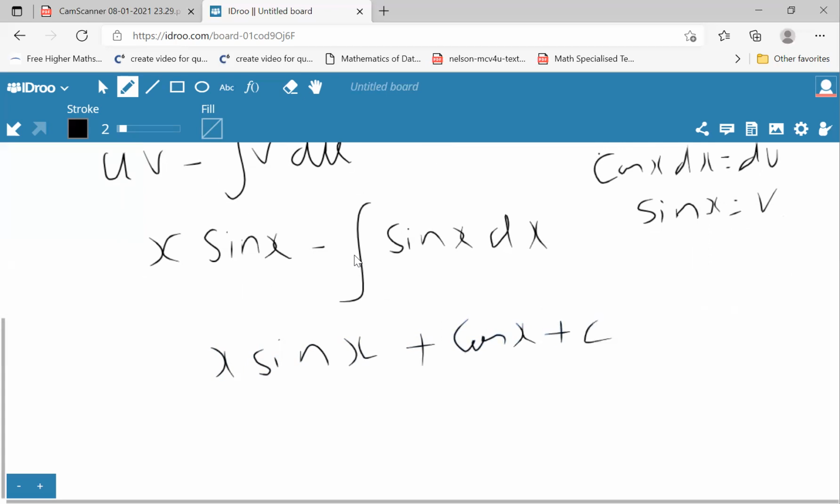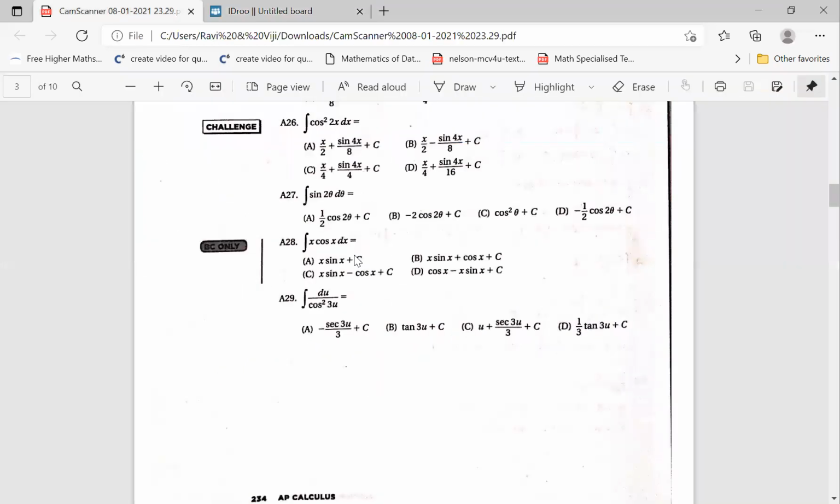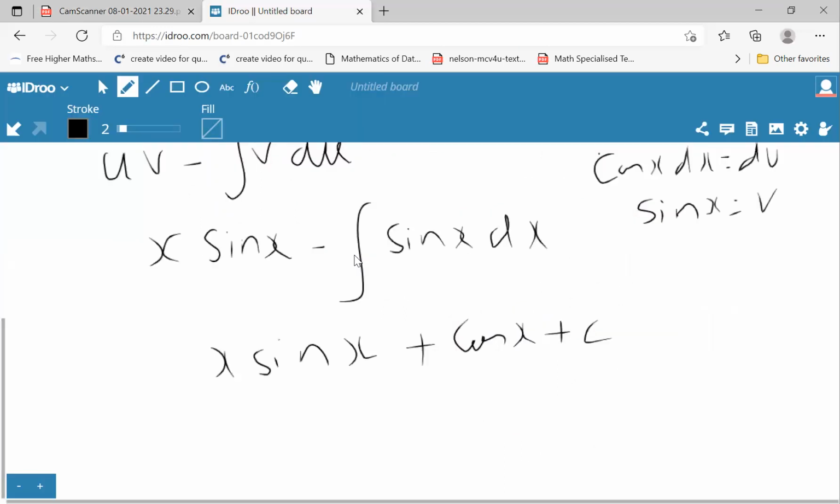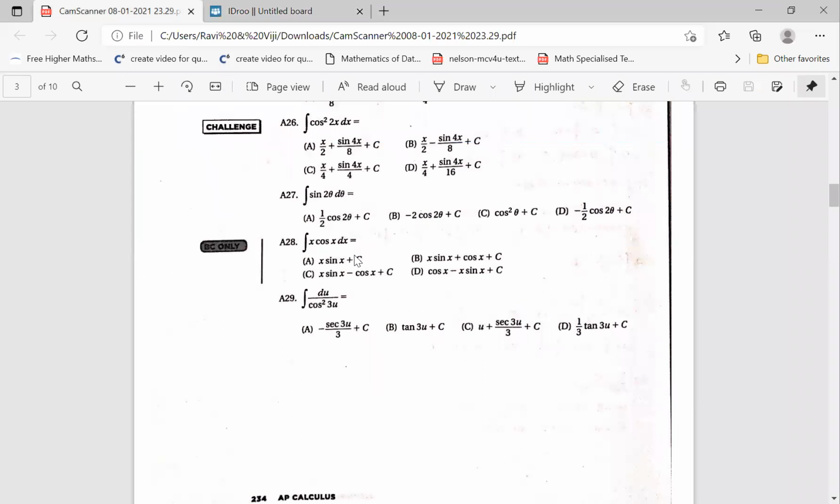Let's see which option is correct. x sin x plus cos x plus c. So option B is correct. All right, option B is correct.